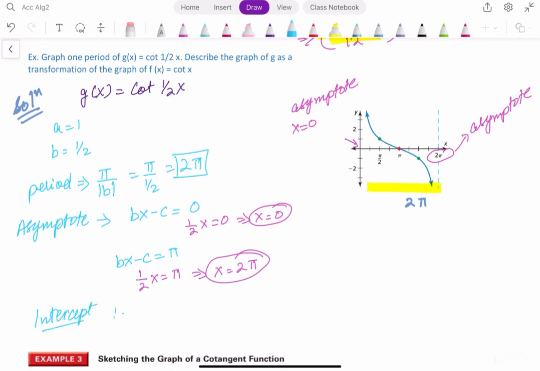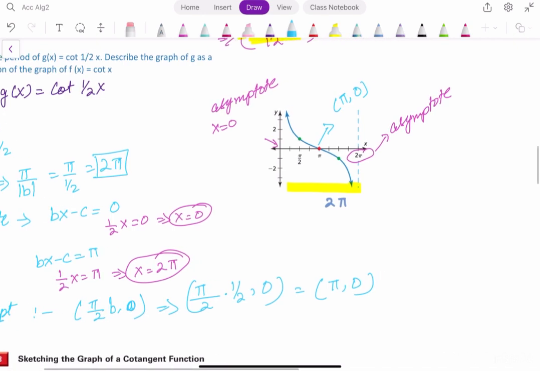So the intercept at pi comma 0. How? Because it is pi over 2b comma 0. So pi over 2 divided by 1/2. It should be divided; by mistake I wrote times 1/2. It is not times 1/2. This is pi over 2 and the denominator is multiplied with 1/2. So that will be given as pi comma 0.